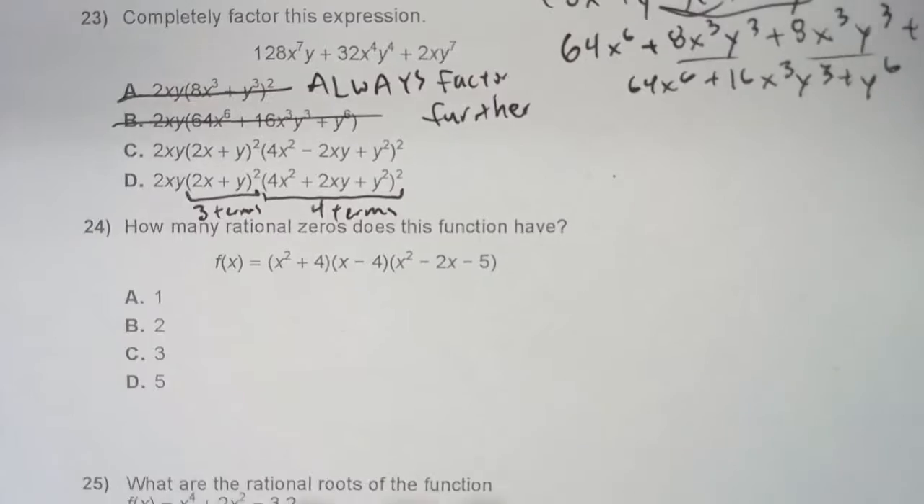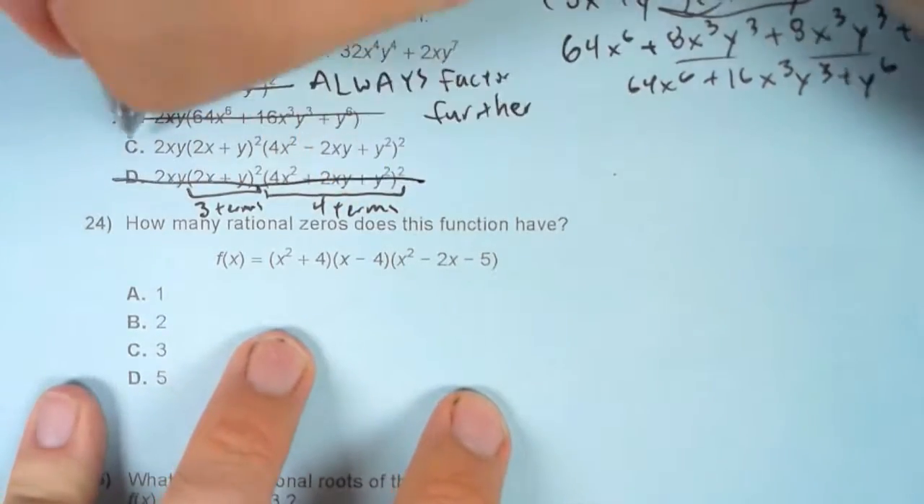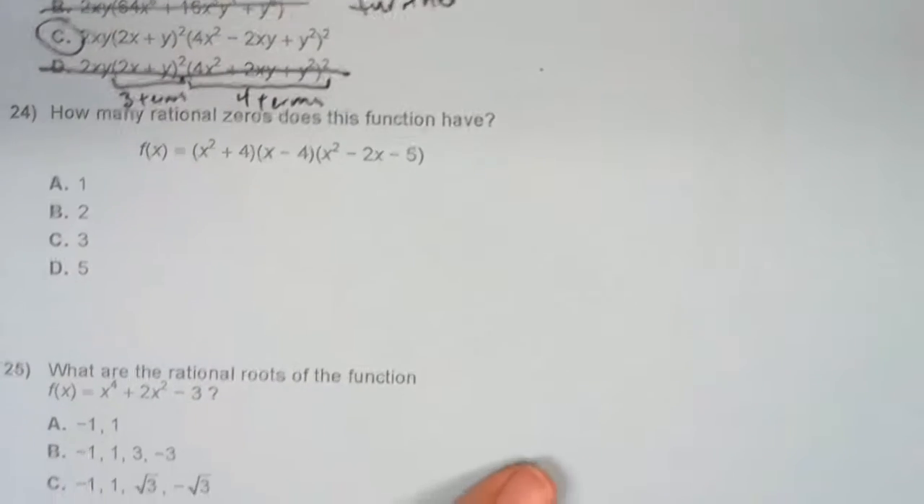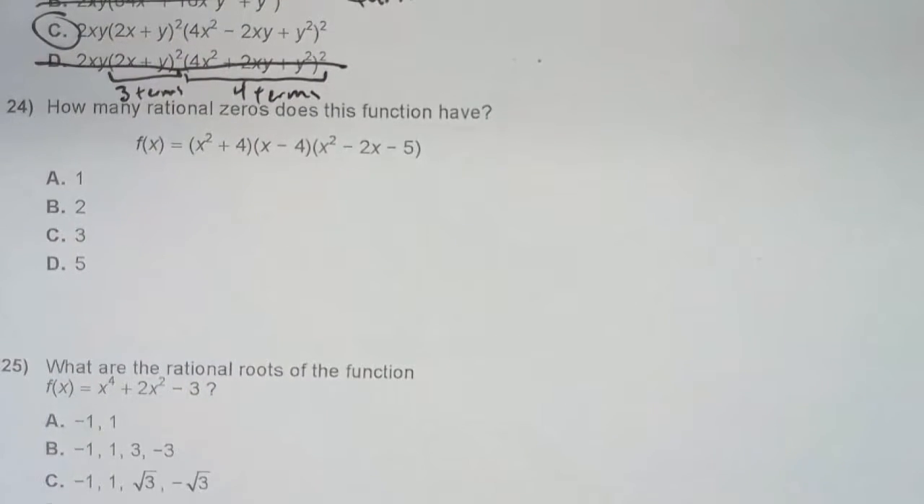So we're going to have to say, no, this is going to give us way too many things, and go with C. Okay, last one for the day, number 24. How many rational zeros does this function have? The key word here is rational.